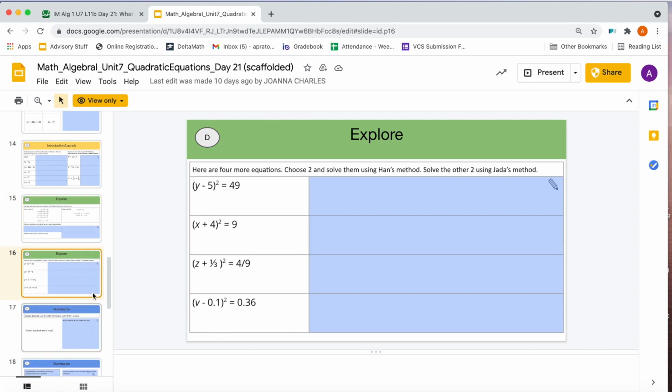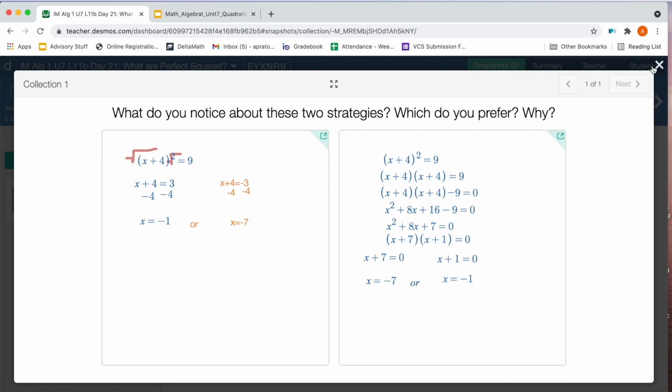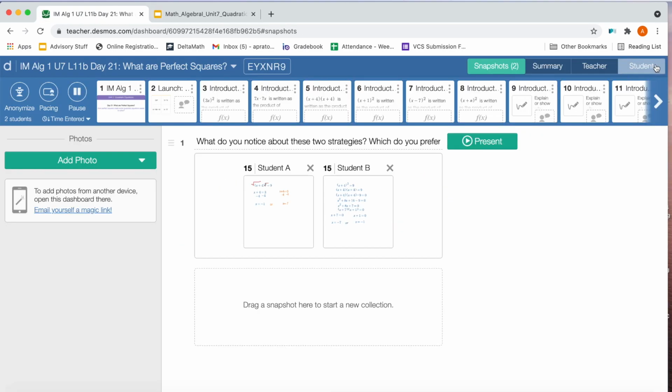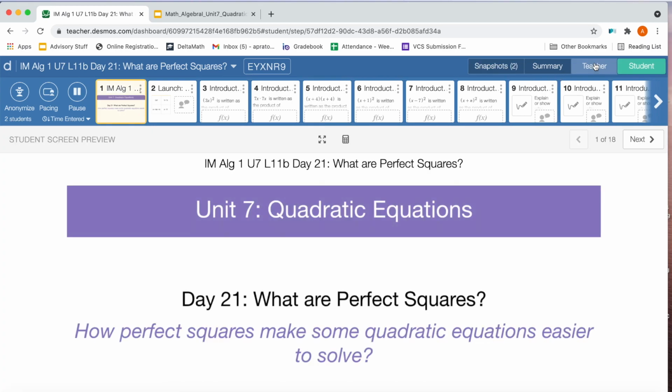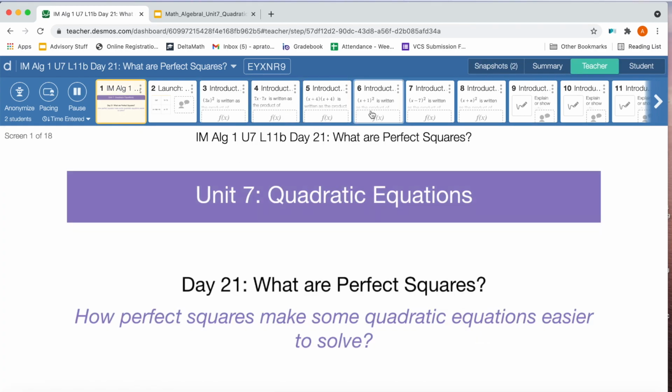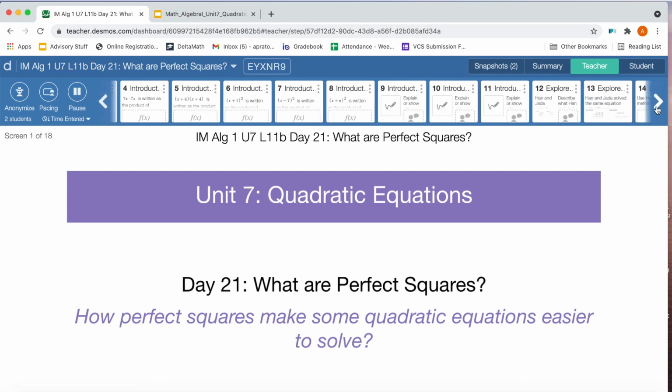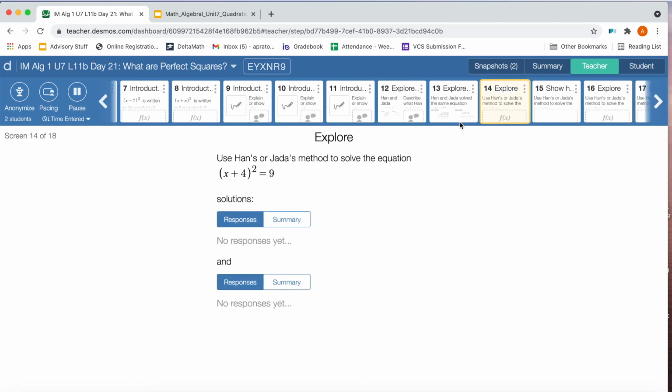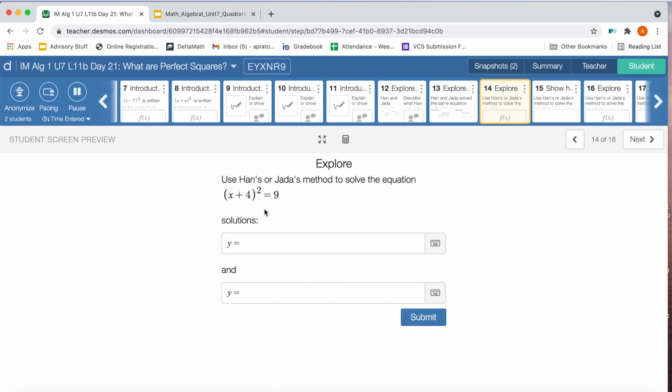Students are then asked to solve these quadratic equations. They're asked to solve some using Han's method and two using Jada's method. I have this lesson on Desmos, so let me go to the actual lesson. The lesson is a little bit different on Desmos than on this platform because each question is split up into an individual slide. Students are asked on slide 14 to solve (x+4) raised to the second power equals 9, and they're asked to choose which method to use, Han's or Jada's.